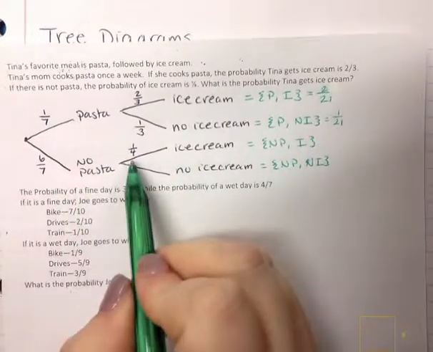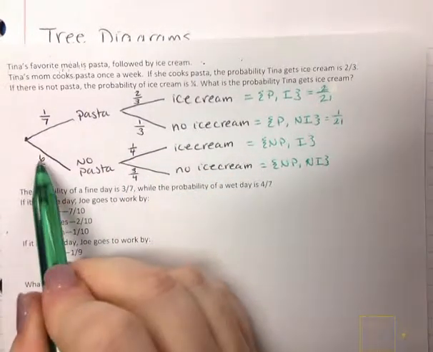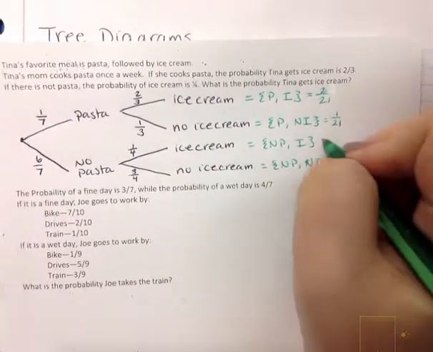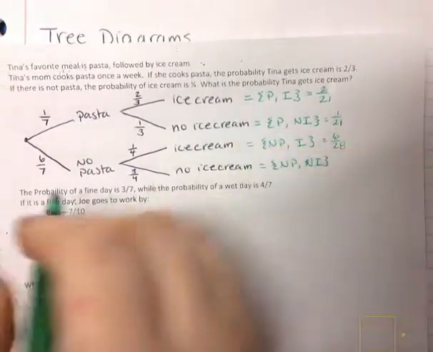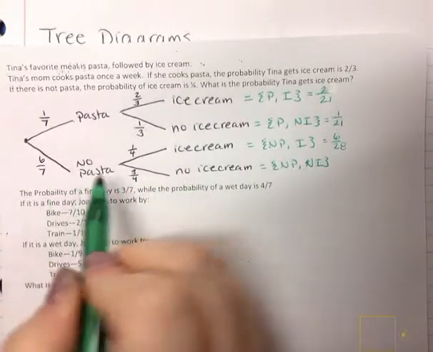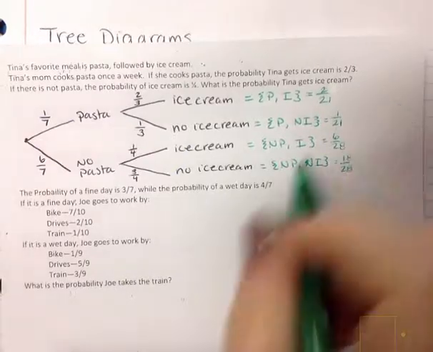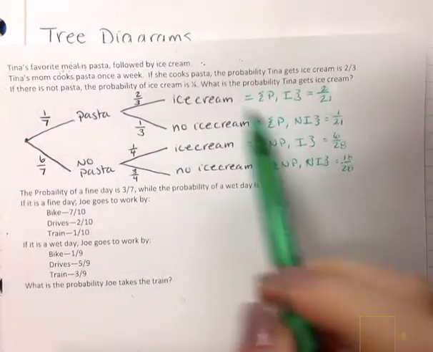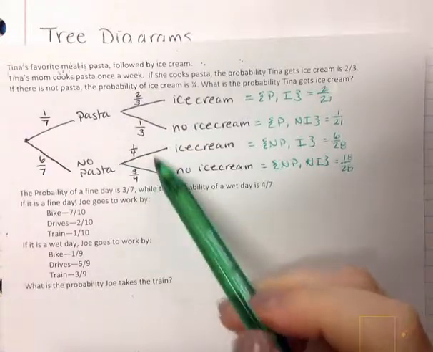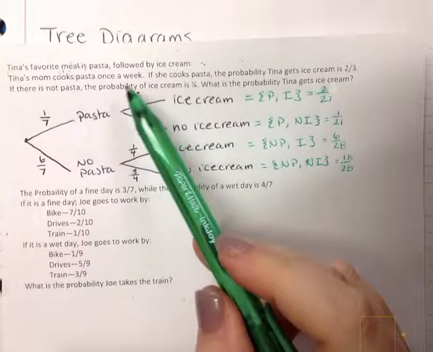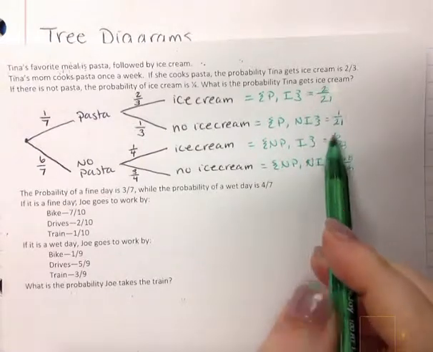No pasta and still have ice cream would be 6 over 28. And then no pasta, no ice cream would be 18 out of 28. Now these denominators did change because the chance of it happening here changed from this one. And that's okay because we're still dealing with fractions and we can still add and subtract when we need to.